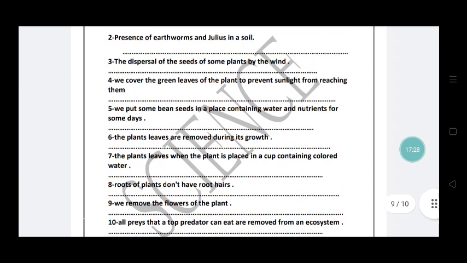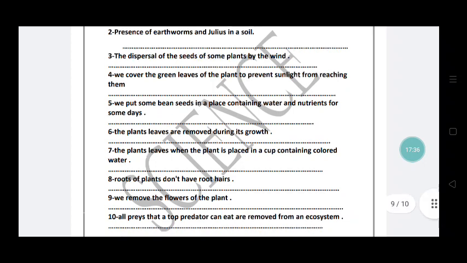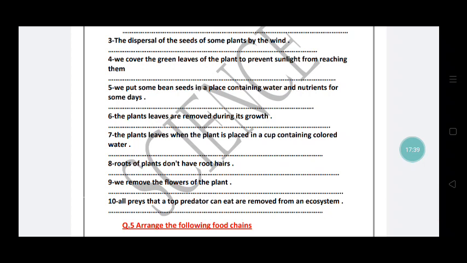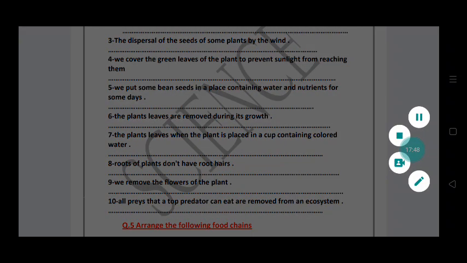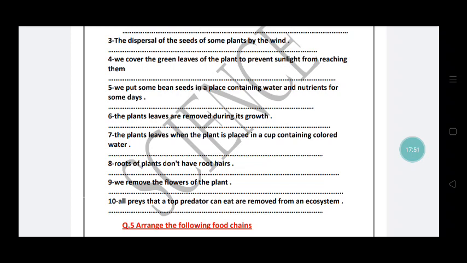Okay, presence of earthworms and jellies in a soil. Skip this question. What happens is the dispersal of the seeds of some plants by the wind. The seeds will move from one place to another, and if this environment is suitable, if there is suitable temperature, soil, and water, the seeds will grow.